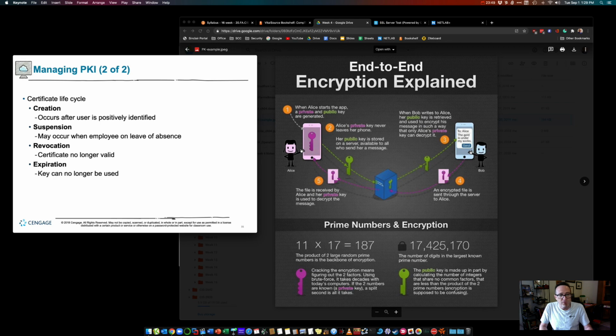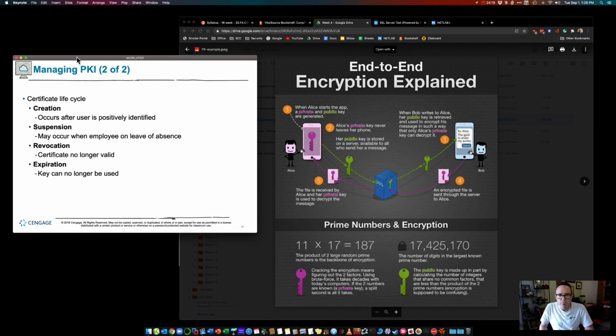So again, there's a life cycle here. This is a pretty important slide. You'll probably see this on exams, even cert exams. Understand the life cycle. It's creation, suspension, revocation, and expiration. The idea here is revocation, suspension. Someone may leave temporarily in this example here. So you would put a pause on that certificate usage, and you can always bring it back.